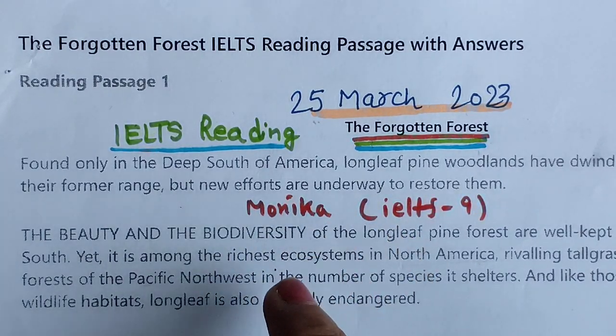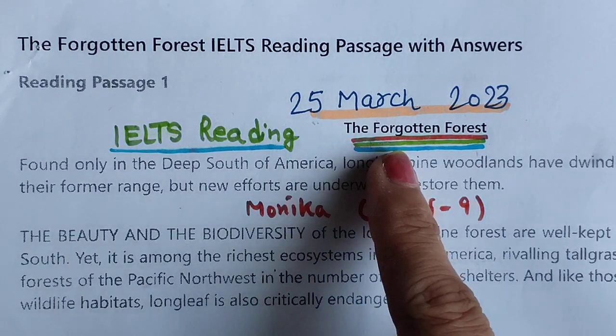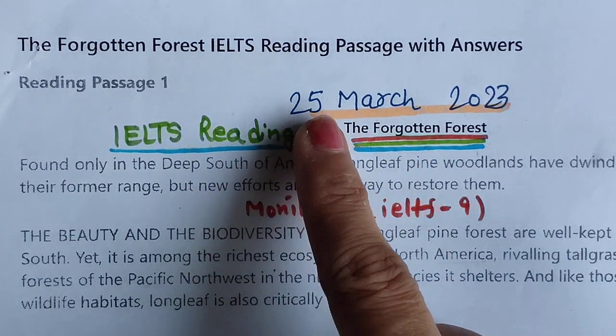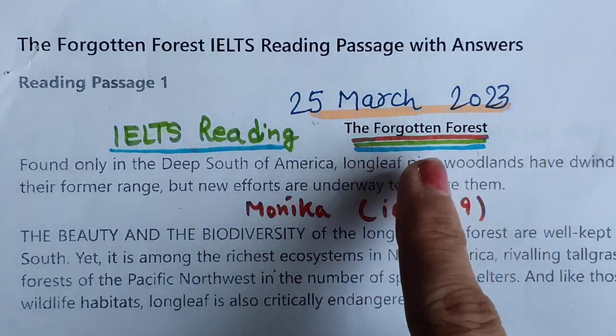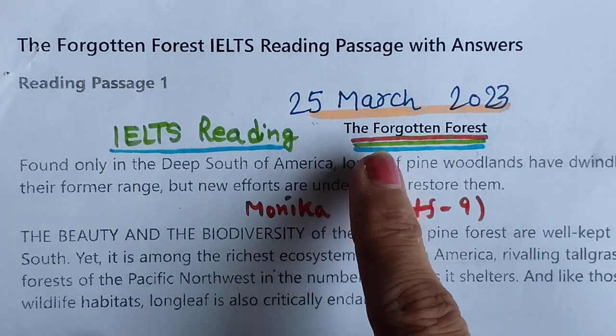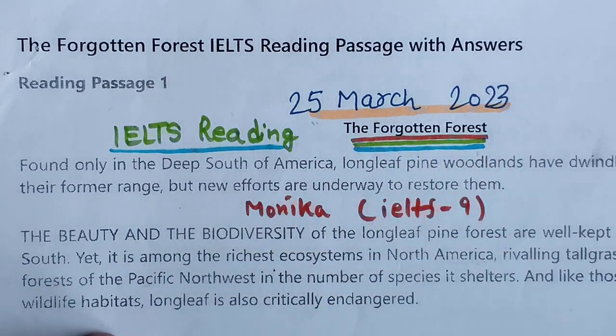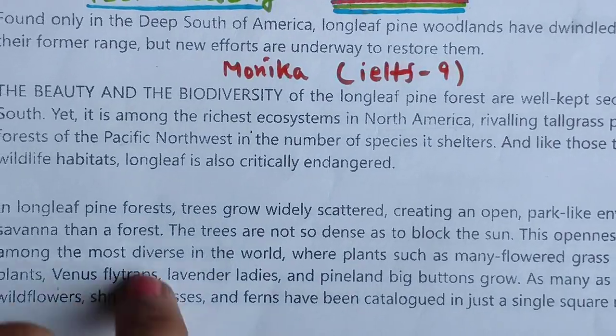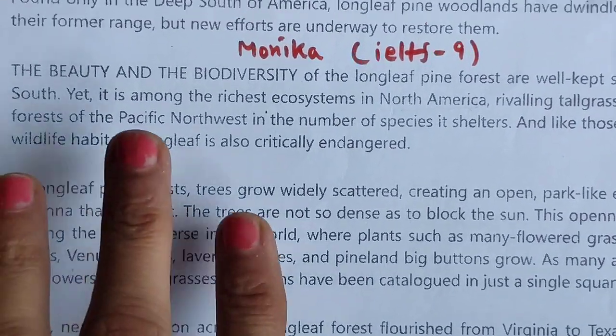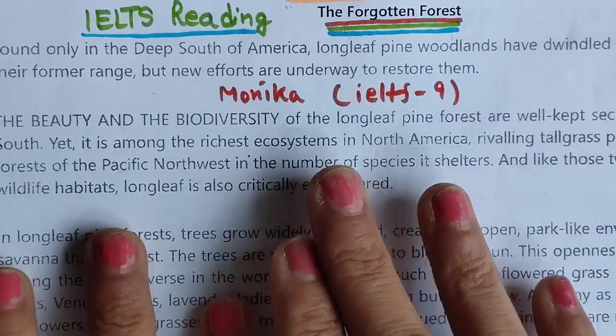So here again I am with a new reading that was part of the IELTS actual exam on 25th March 2023. The reading title is The Forgotten Forest. Just look at this type of reading. Only small paragraphs they have given. Now no need to read anything from here.